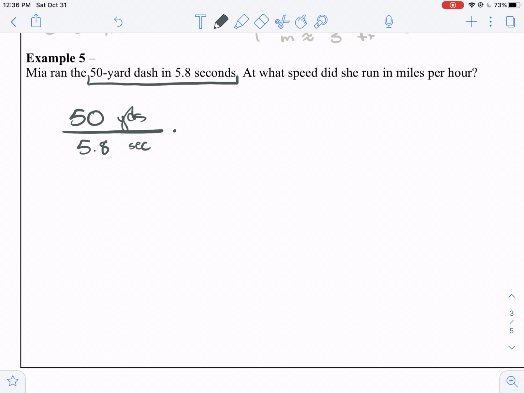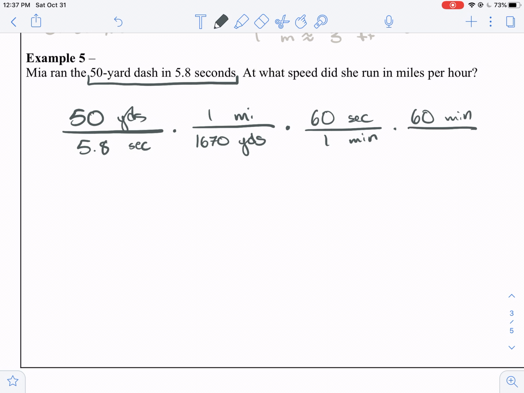What else do we know? Well, I'm going to tell you that there's 1,760 yards in a mile. I'll just give that to you. That's for free. Okay, but how many seconds are there in an hour? Shoot, I don't know off the top of my head, but I do know that there are 60 seconds in a minute. And I also know that there are 60 minutes in an hour. So I'm going to put those two together, and that'll be close enough. Okay, are we there yet?